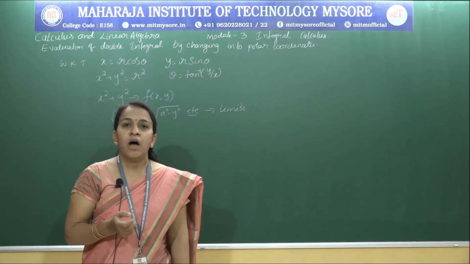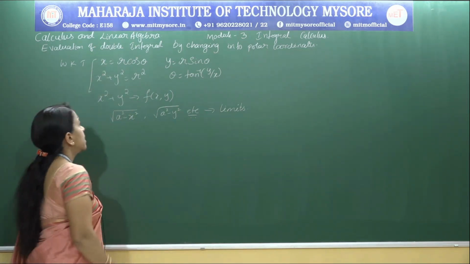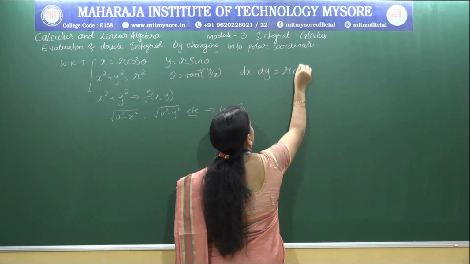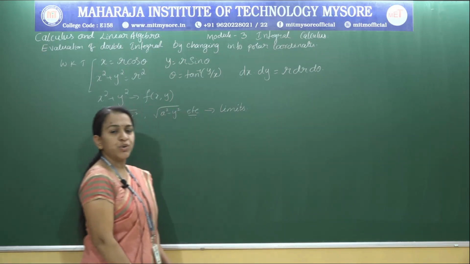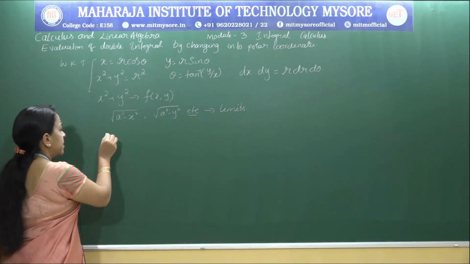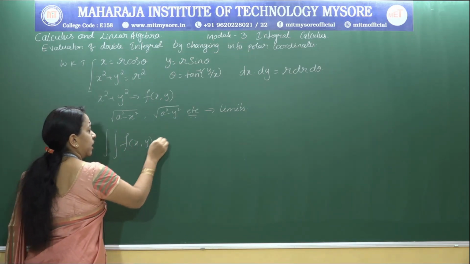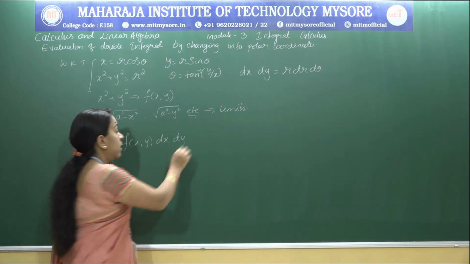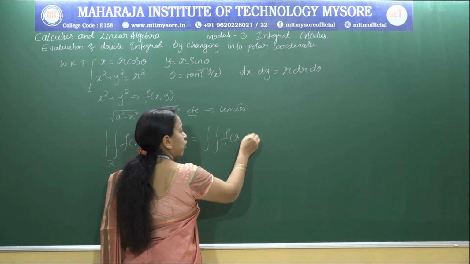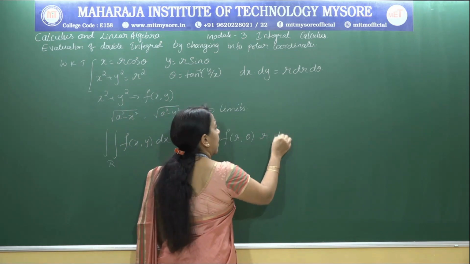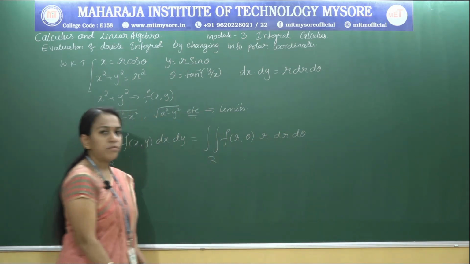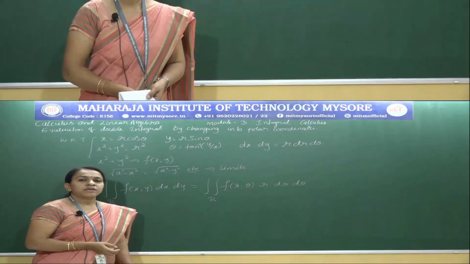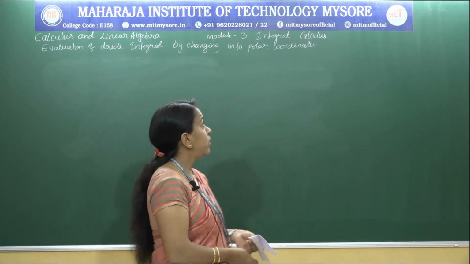And also, if we consider x equals r cos theta and y equals r sin theta, our dx dy will change to r dr d theta. So, if we have a Cartesian double integral of f of x comma y dx dy over the given region R, it can be replaced by the double integral of f of r and theta, that is a polar form, times r dr d theta over the region R. Of course, the limits of x and y will change to the limits of r and theta.